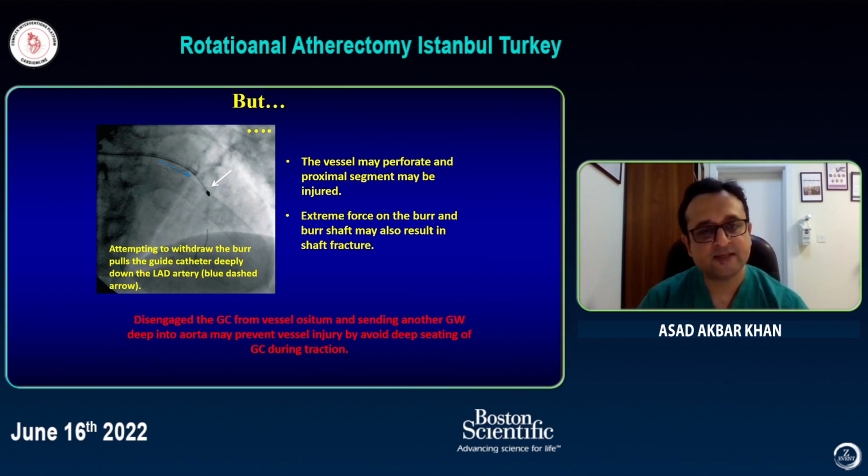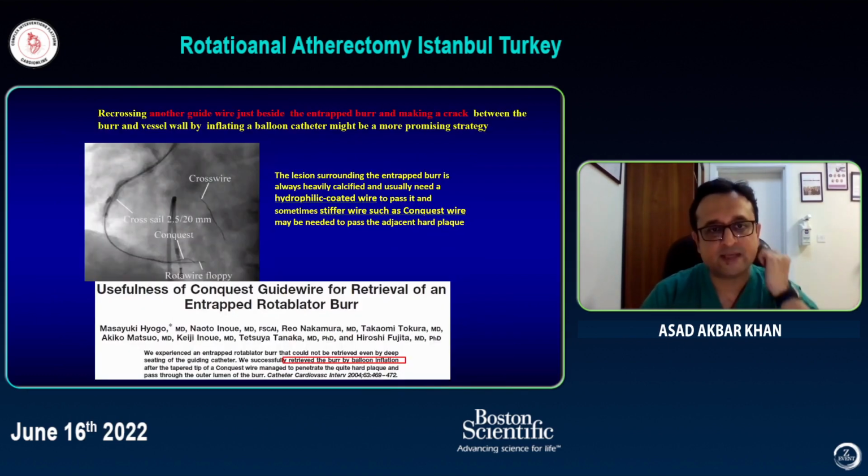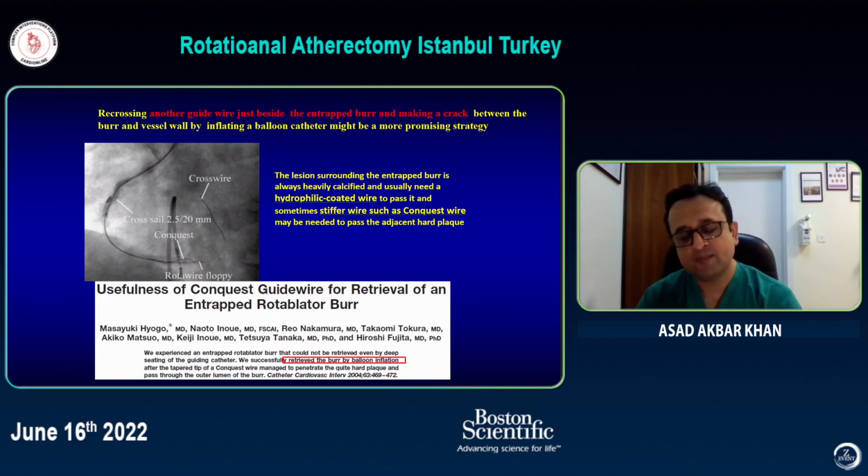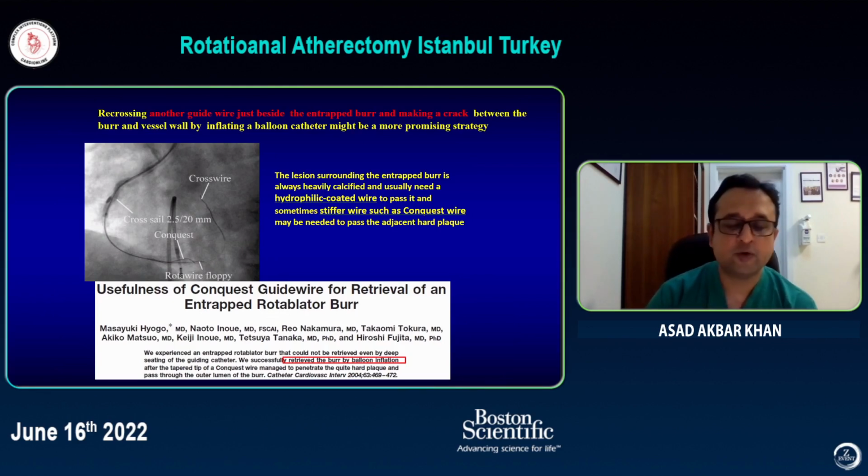Very easily you can avoid it. Disengage the guide from the vessel ostium before you are planning to pull back on the rotablator, and also put another guide wire deep into the aorta, that will help prevent your guide catheter tip engaging deeply into the vessel. If that doesn't work, you can wire side by side with another guide wire and then put a balloon on it, which will help deflect the rotablator.